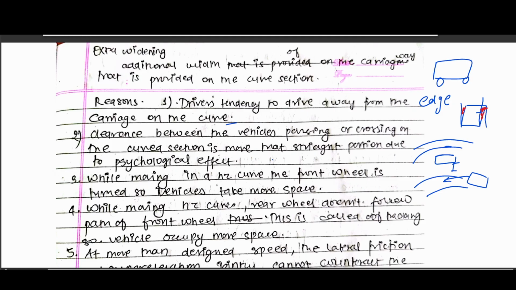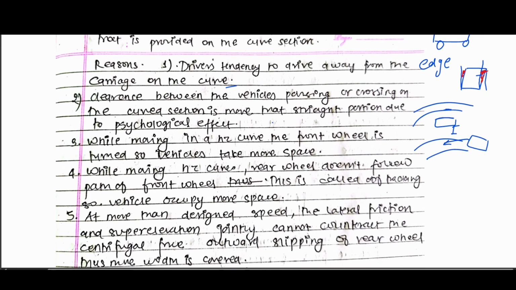And the next one is while moving in a horizontal curve. While moving on the horizontal curve, the rear wheel doesn't follow the path of the front wheel. Thus, it is called off tracking. So the vehicle occupies more space.